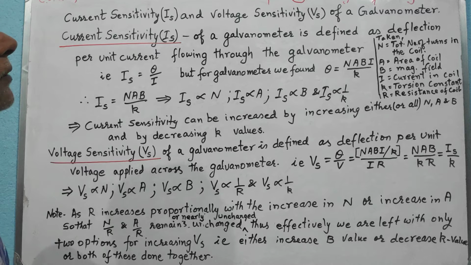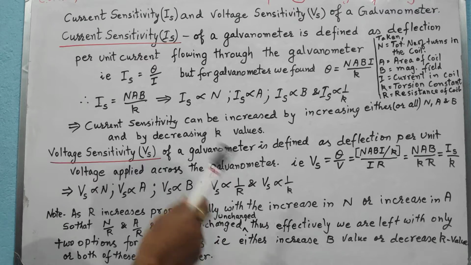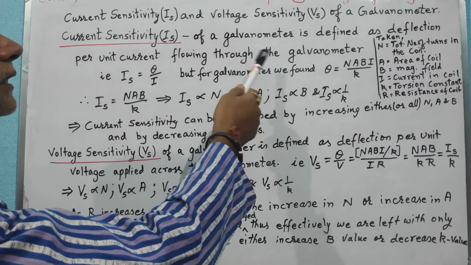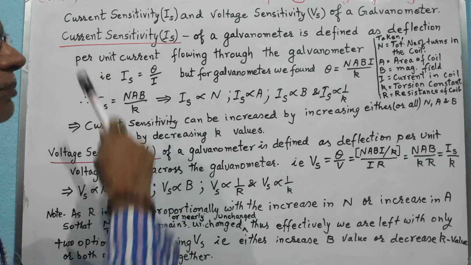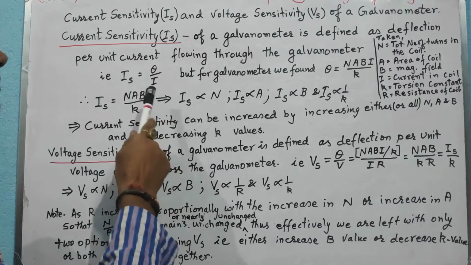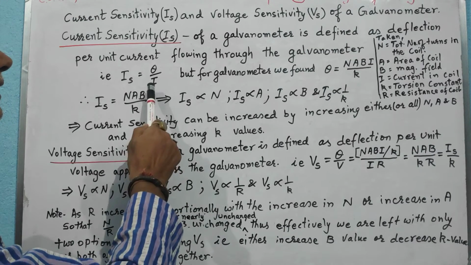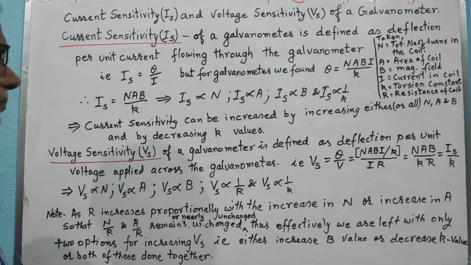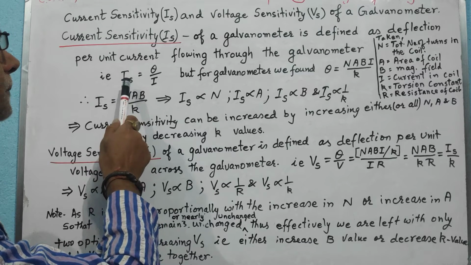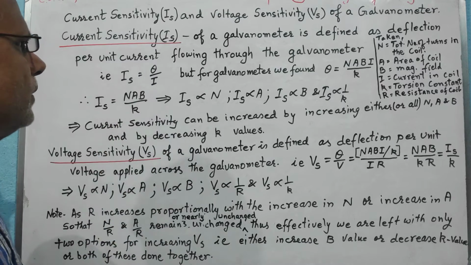Well, we are going to define two terms: the current sensitivity of the galvanometer and the voltage sensitivity of the galvanometer. We have already defined current sensitivity as the deflection per unit current. That means if theta is the deflection produced in the galvanometer for current I flowing through it, then current sensitivity, which we write symbolically as I suffix S, is equal to theta upon I.